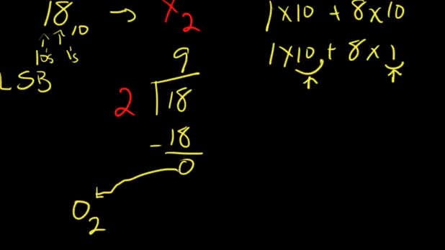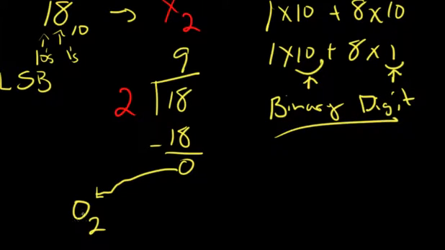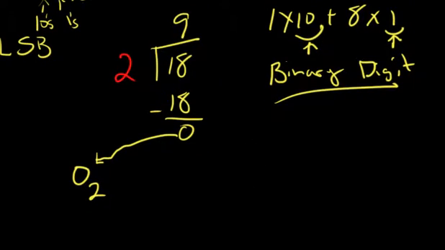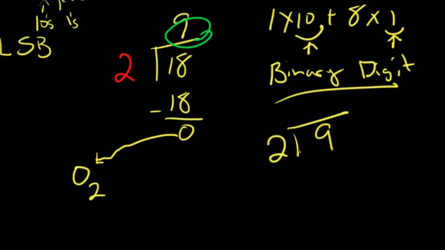Okay, so the 0 here goes into the furthest spot to the right, the least significant bit, and a bit is just a binary digit. It's just a condensation of the term binary digit. And so that's our least significant bit. And now we take our quotient here and we divide by 2, right? So now that's our new divisor, and we divide by 2.